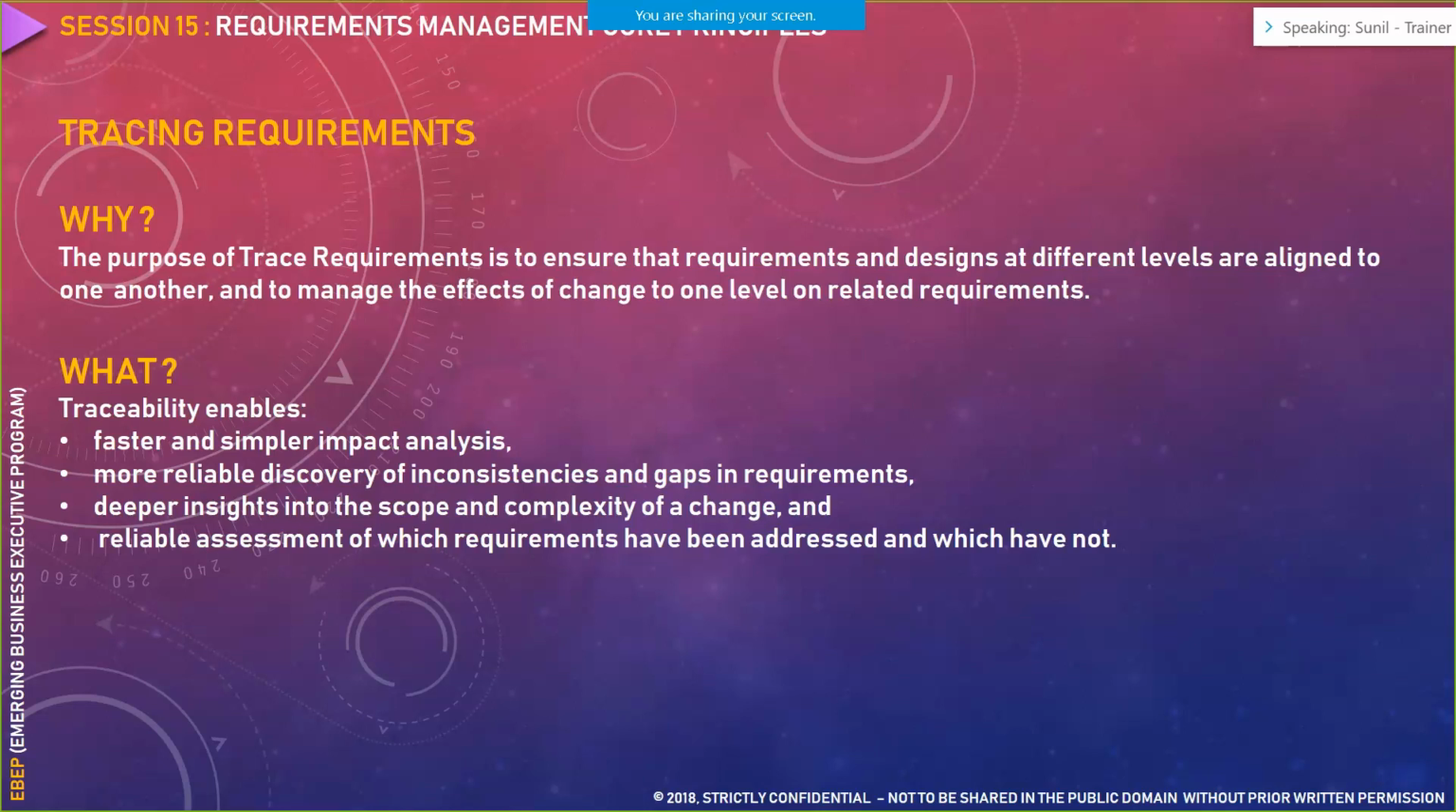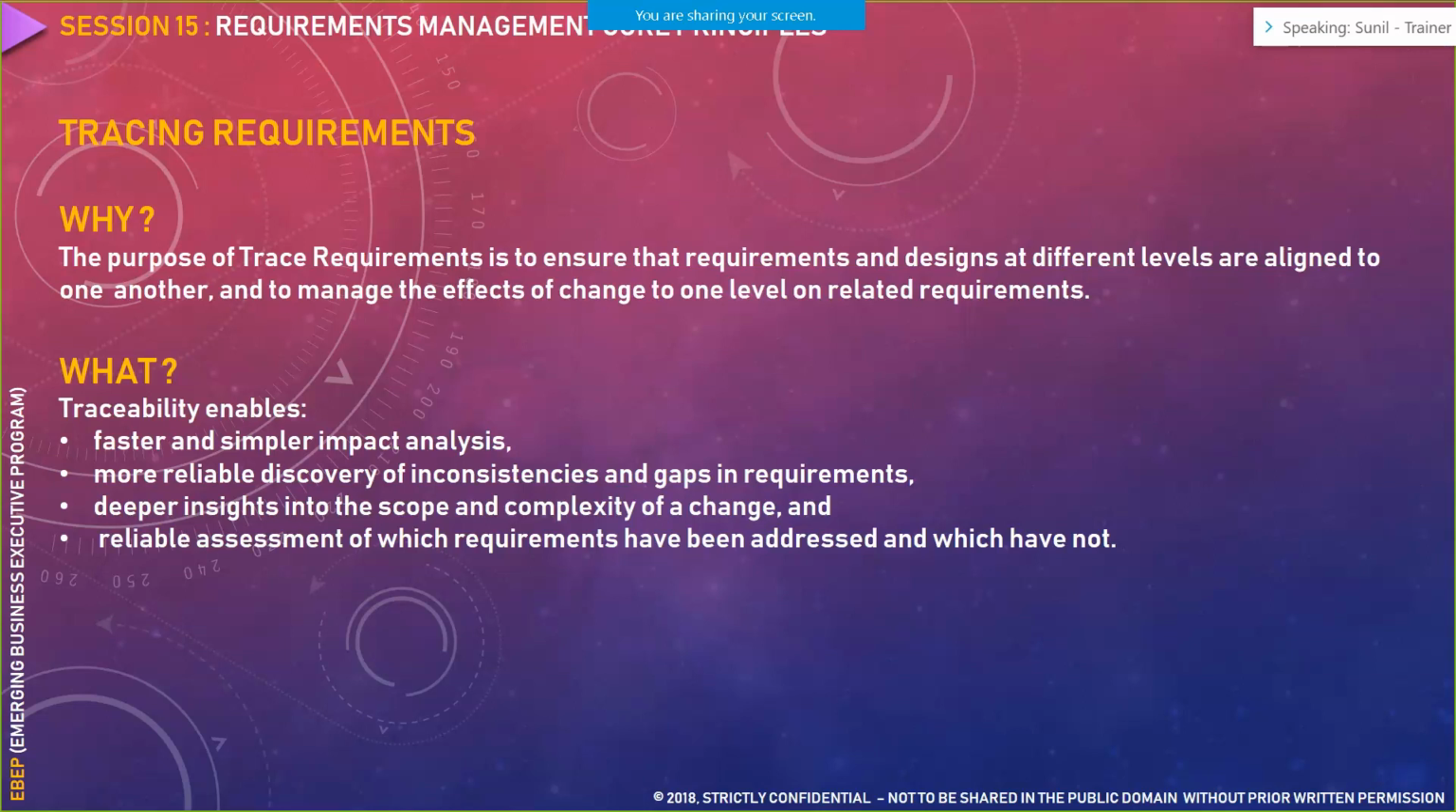Like if a requirement portion has been added in between a particular requirement, tracing can help us do a thorough impact analysis in a very simplified manner. So that is also one of the reasons why we trace a requirement. Then we have to understand the reliable discovery of inconsistencies and gaps in requirement. This is a very important part. Whenever we are doing traceability of a particular requirement, we tend to identify different types of inconsistencies and gaps in it.